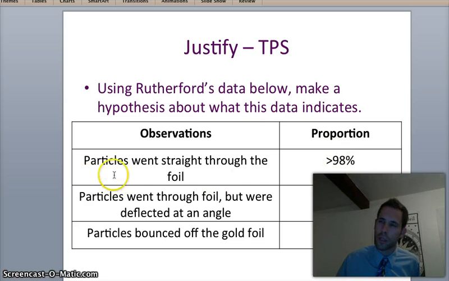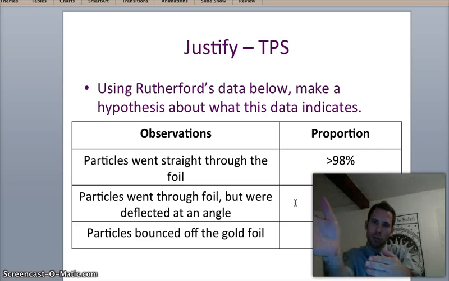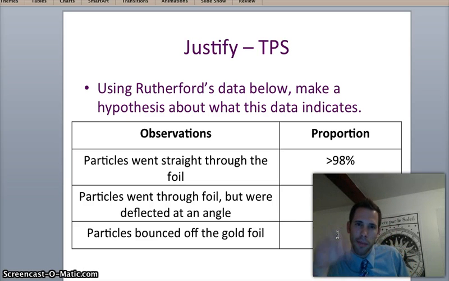98% of the particles went straight through the foil. 2% hit the foil but zoomed off in a different direction. And a tiny, tiny amount of them, about 1 in every 2,000, about 0.01%, hit the gold foil and bounced right back.